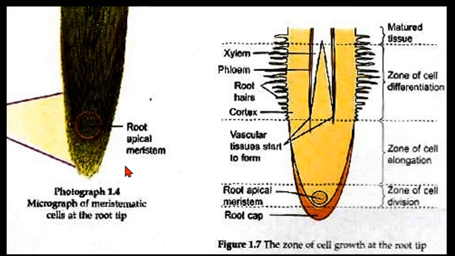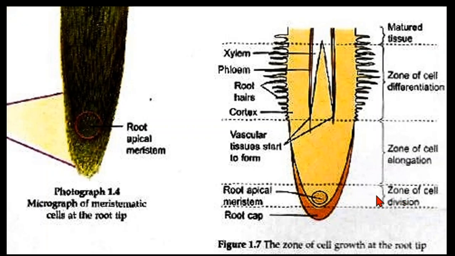And this is for root. Okay, this is for root. Di sini root kan dia ke bawah, so yang di atas sini adalah mature tissue. Mature tissue, dia terbalik lah daripada shoot. So we start from here lah. We start from here. This one is root cap.